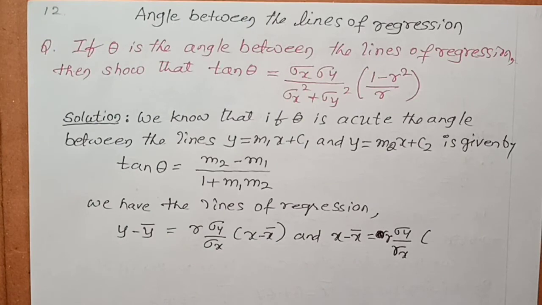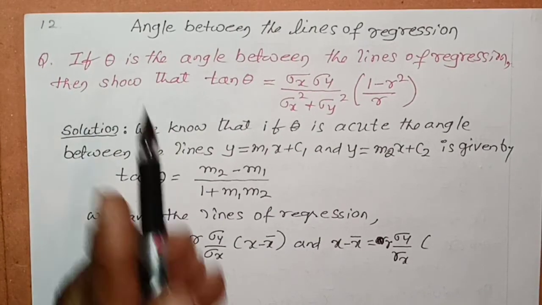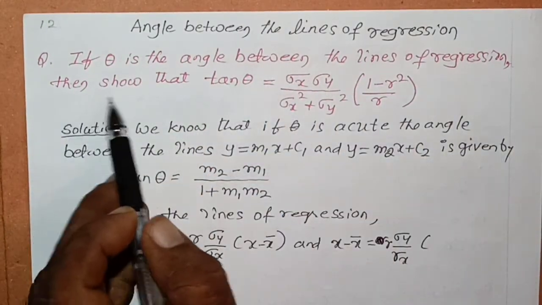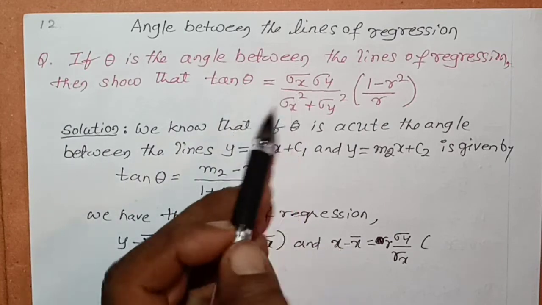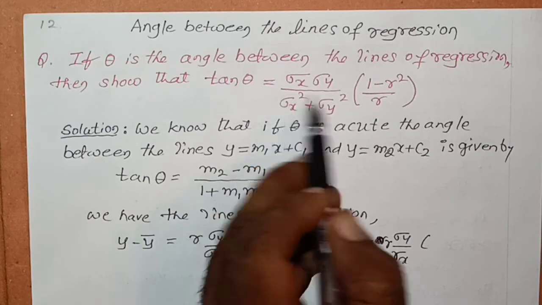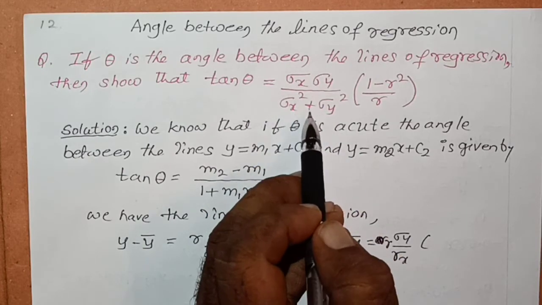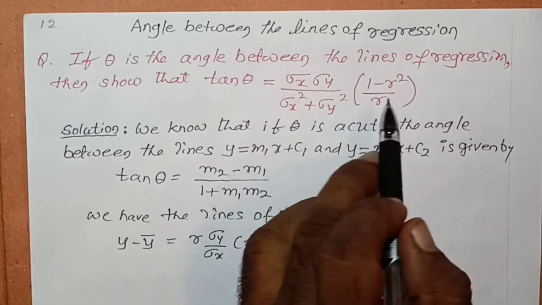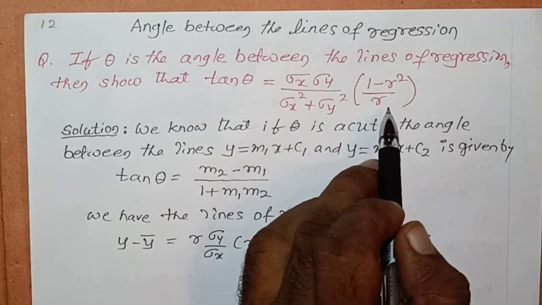Moving to the question: if theta is the angle between the lines of regression, then show that tan theta is equal to standard deviation of x into standard deviation of y divided by standard deviation of x square plus standard deviation of y square, into 1 minus r square divided by r.